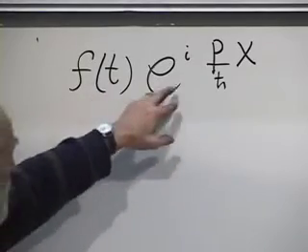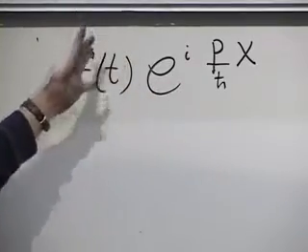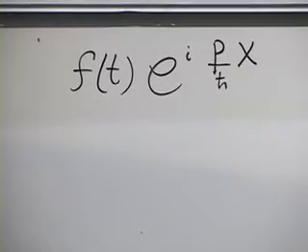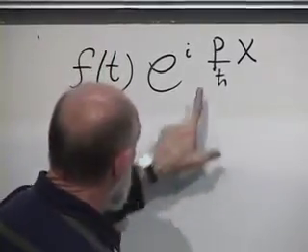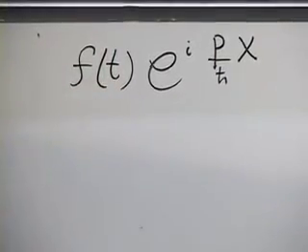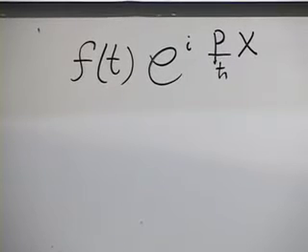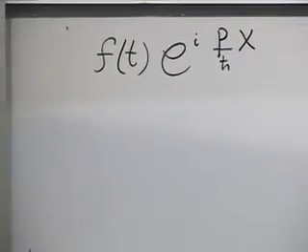When I differentiate with respect to x, this f of t is just a complete spectator. And so when I calculate what the momentum operator does, the f of t does nothing at all. And this is still an eigenvector. At each instant of time, this is an eigenvector of the momentum operator.